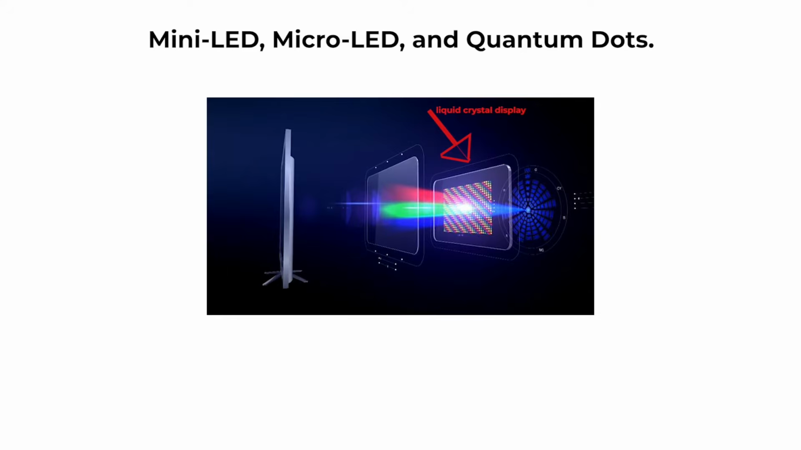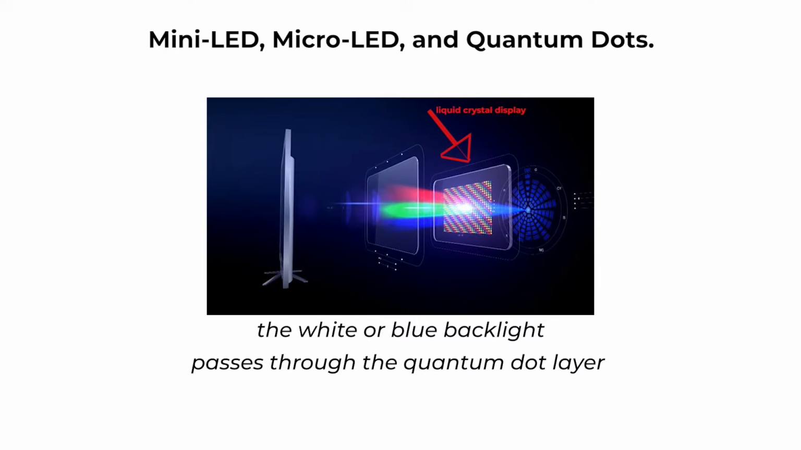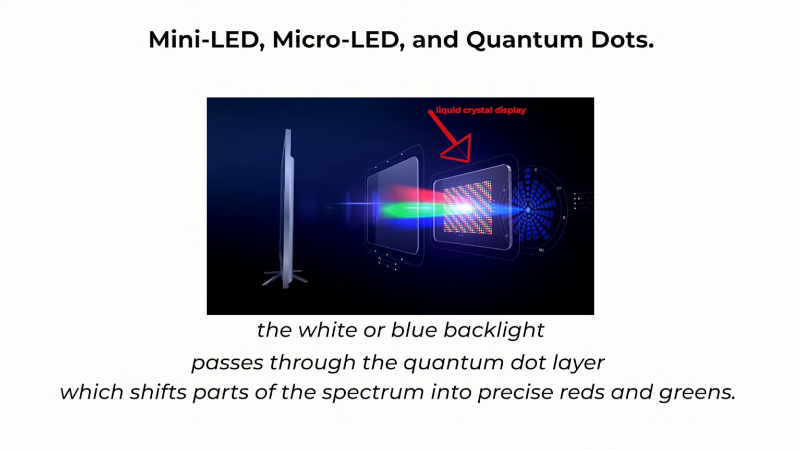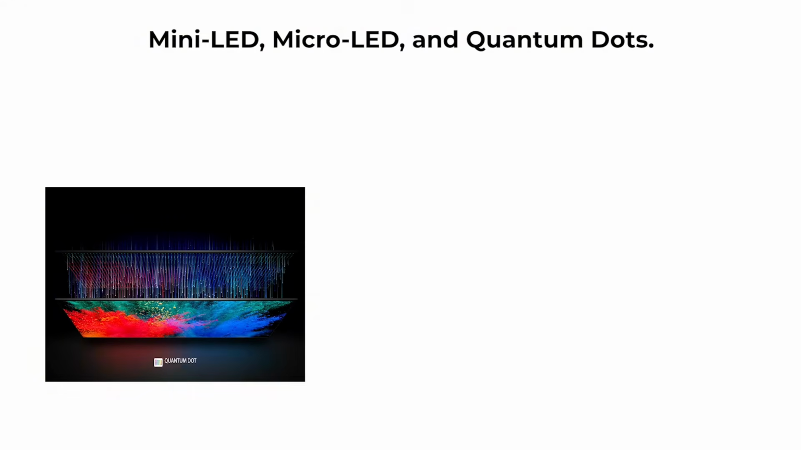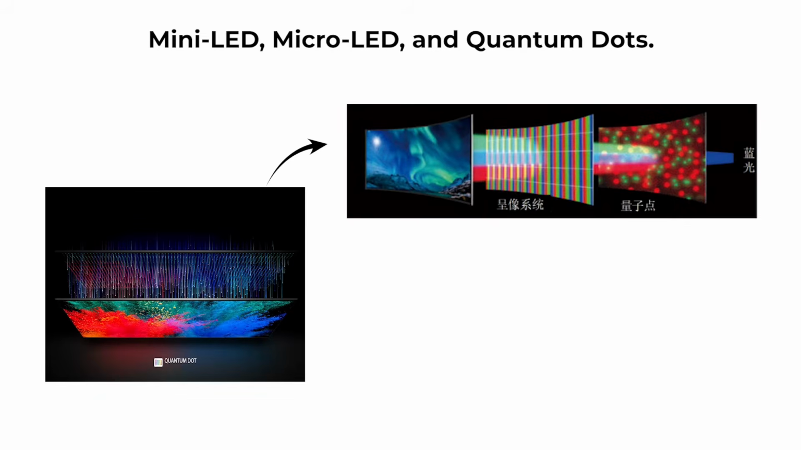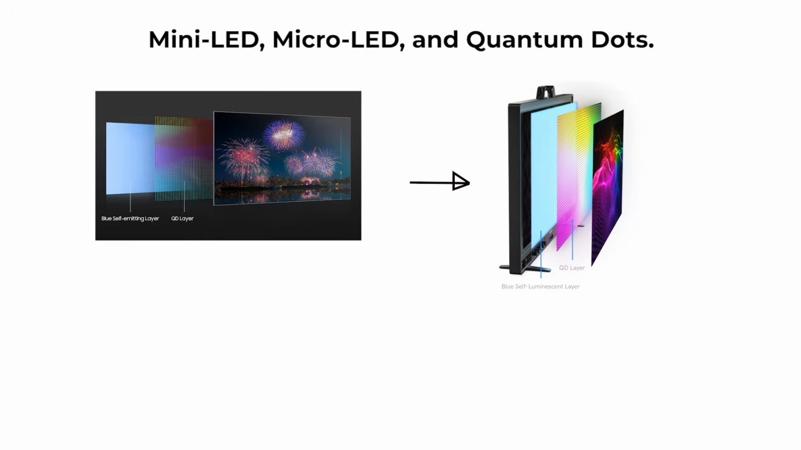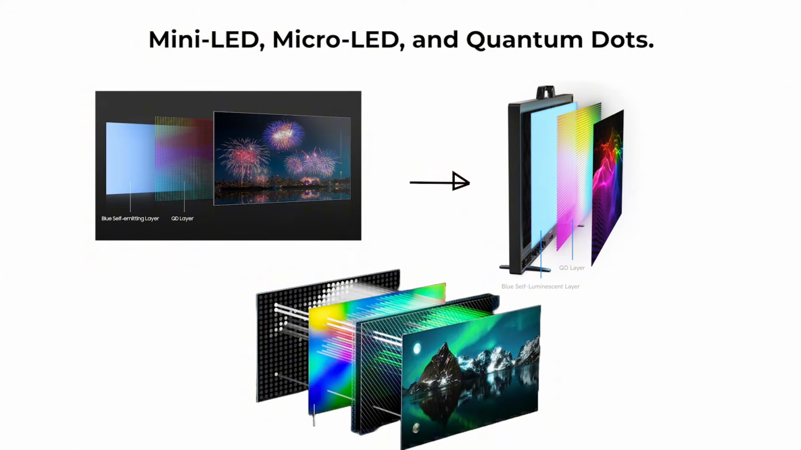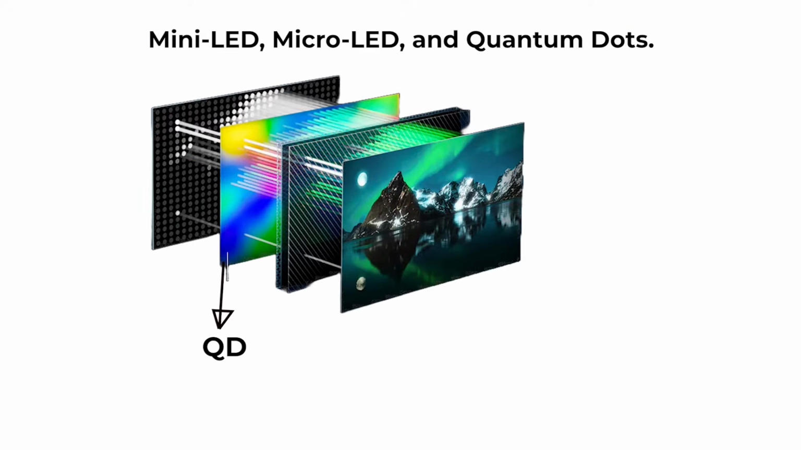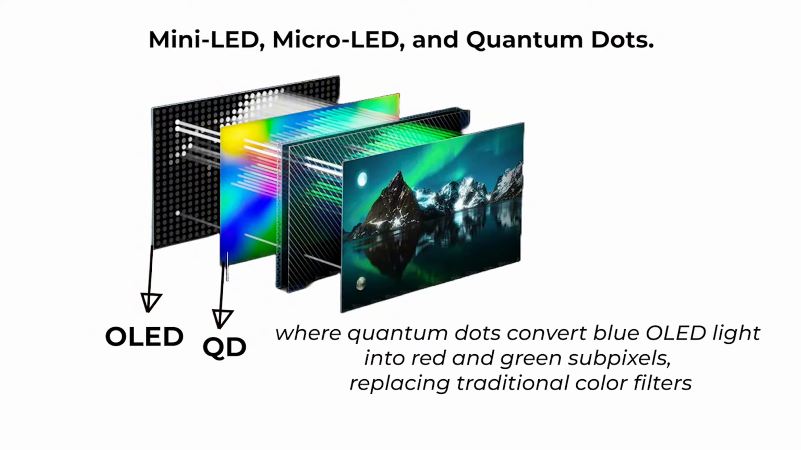In a liquid crystal display, the white or blue backlight passes through the quantum dot layer, which shifts parts of the spectrum into precise reds and greens. This improves color accuracy, widens the color gamut, and boosts brightness. Quantum dots are not a panel mode themselves. They are a color conversion layer that works with existing liquid crystal display panels. A related use is in QD-OLED, where quantum dots convert blue OLED light into red and green subpixels, replacing traditional color filters.